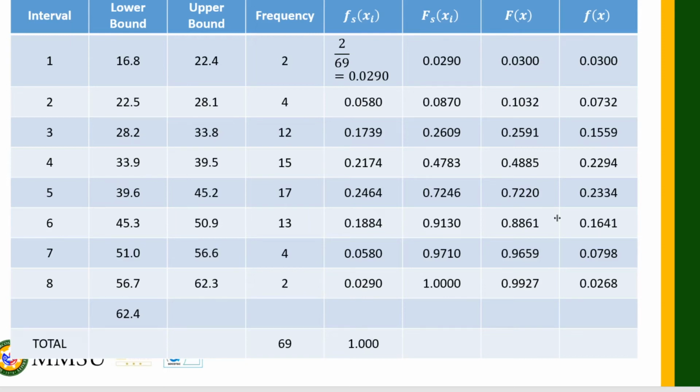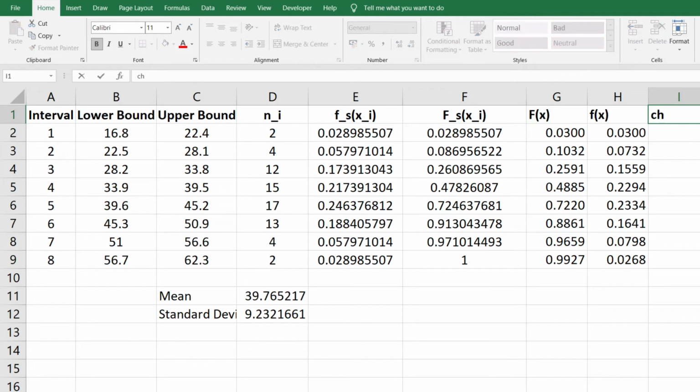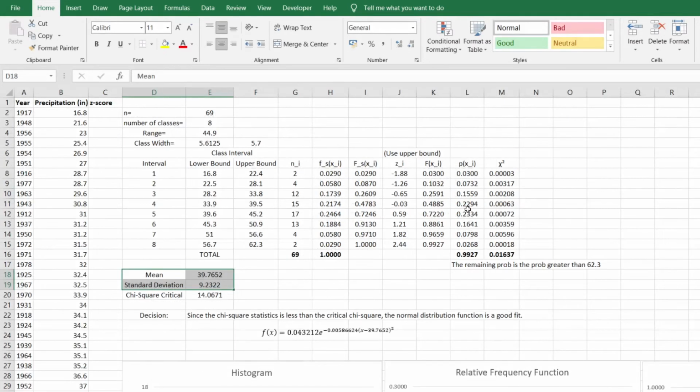Okay, so to do that, we are going to use the chi-square test. From your statistics and probability, magkakaroon tayo ng chi-square test. So magkakaroon ulit tayo ng another column. Balik ulit tayo sa Excel. Gagawa tayo ng chi-square test. Okay, so dito na, last column natin is the chi-square. So this is now our column for the chi-square.